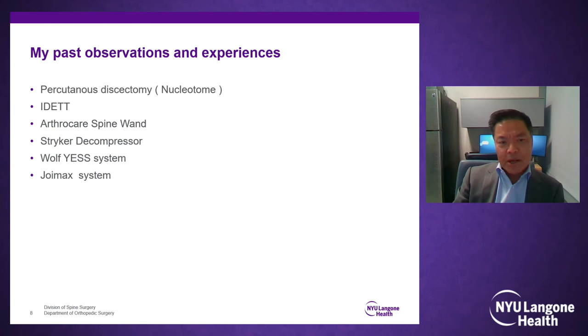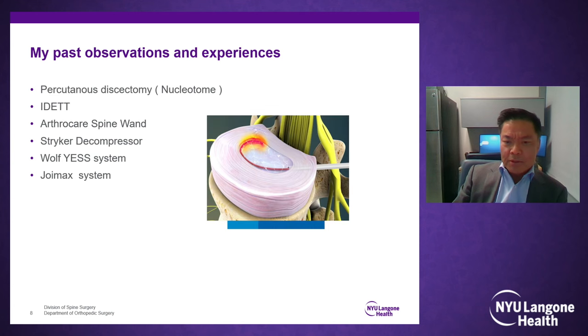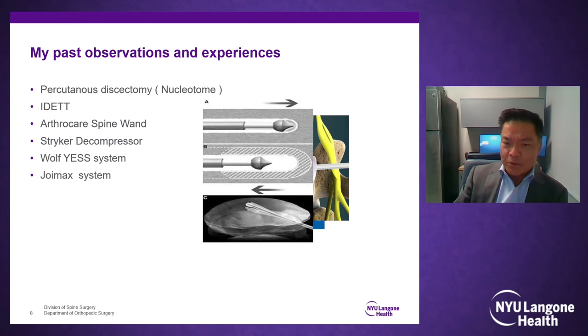My past experience and observation with percutaneous and endoscopic surgery: I'm sure this procedure was around from the 80s going into the 90s, the percutaneous discectomy procedure, the introduction of the percutaneous nucleotome, followed by other techniques in the late 90s and early 2000s, including intradiscal electrothermal therapy. Then came ArthroCare with SpineOne, where you percutaneously put in this rotating RF device, going in and out, zapping and evaporating the nucleus material and shrinking down the annulus.